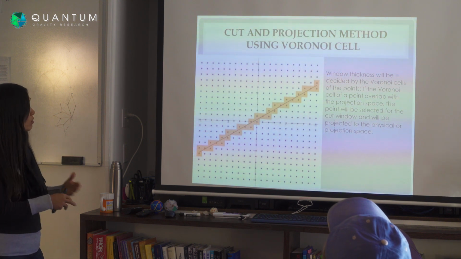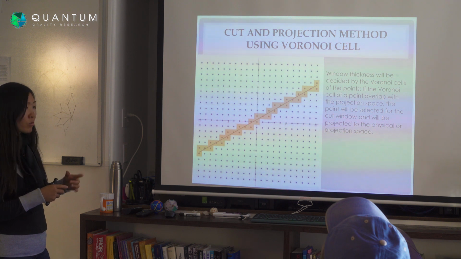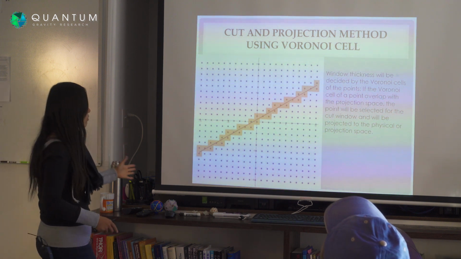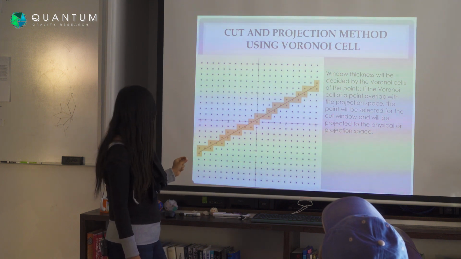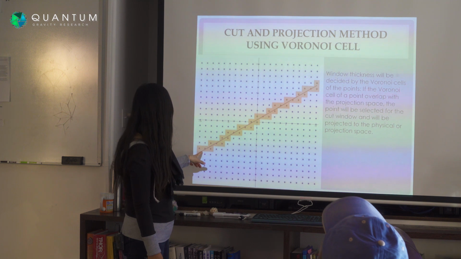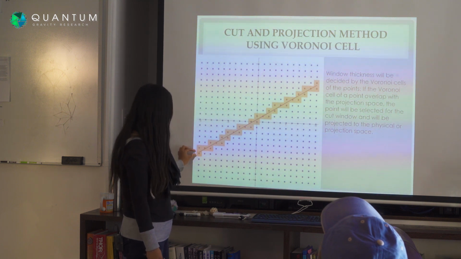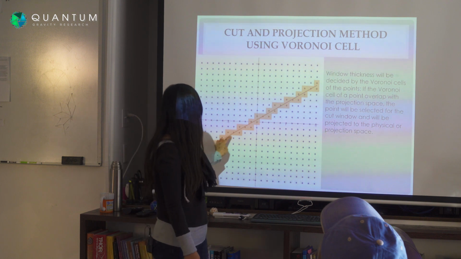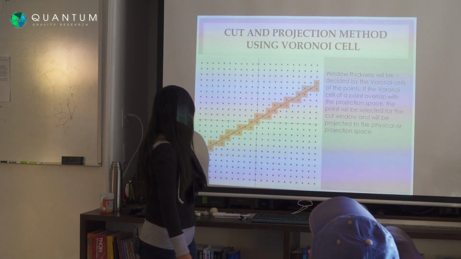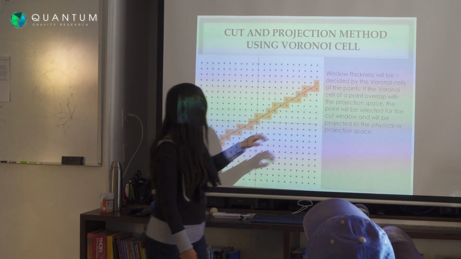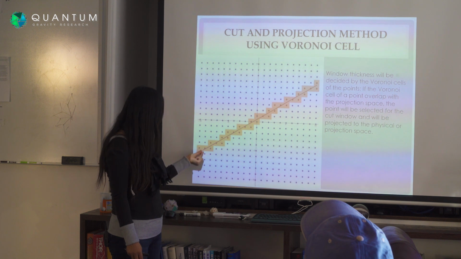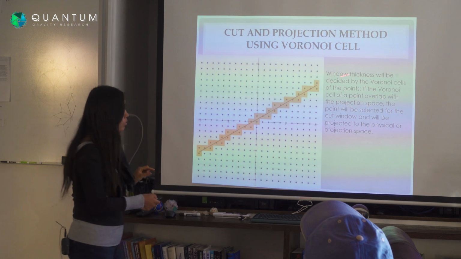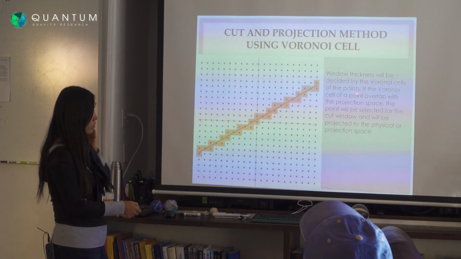And then Senechal uses the Voronoi cell, which is how Dan did it. I took this picture from Dan. This is a square lattice. What Dan did is, first of all, he selected a projection plane, a projection space, which is a one-dimensional line here. And then all the points whose cell intersects with this line would be selected. Like I said, the window thickness is decided by the Voronoi cells of the points.